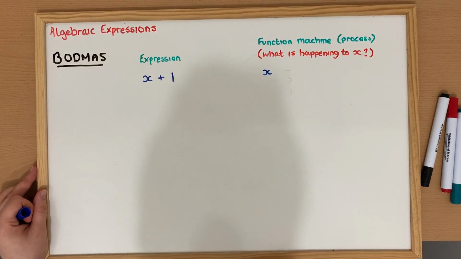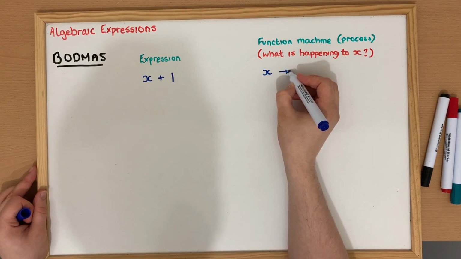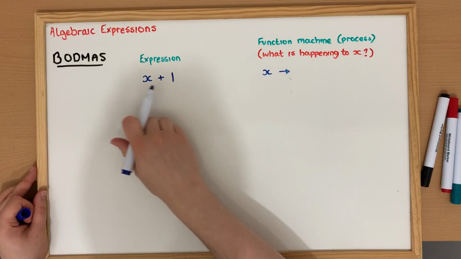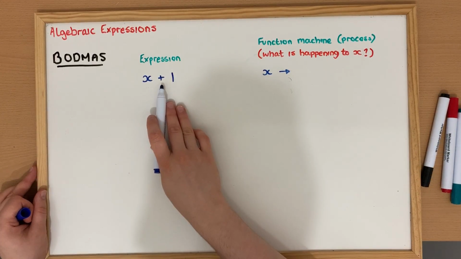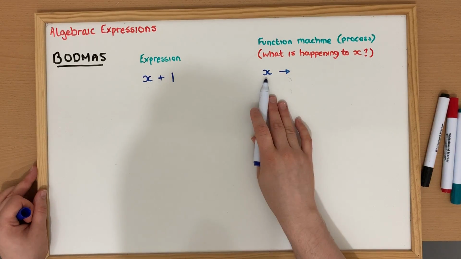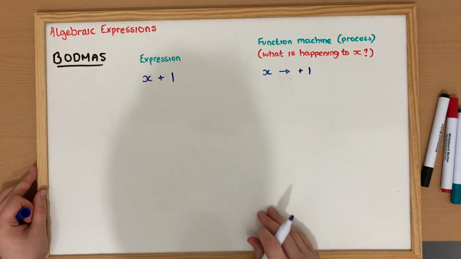is we're going to start with our x, and I'm going to draw a series of arrows. Now after each arrow is going to be the next thing that is happening to x. Again, the order that we do this in is very important. So in this expression, there's only one thing happening here, and this is the +1. So our x is having a +1 applied to it.